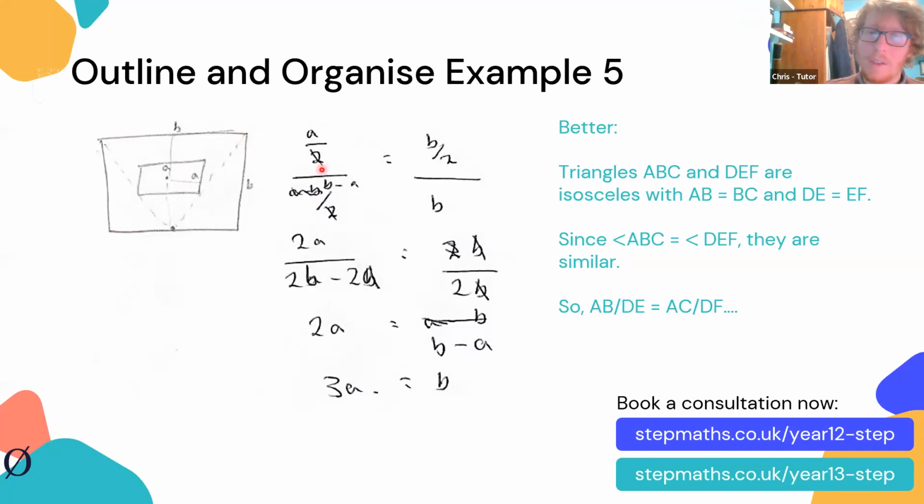So you can see on the right-hand side, I said, okay, identify, maybe label the corners of your triangles. Say these 2 triangles are isosceles, these 2 sides are equal, these 2 angles are equal, therefore the triangles are similar, therefore this ratio of sides equals this ratio of sides. And that would be much clearer what the argument actually is.